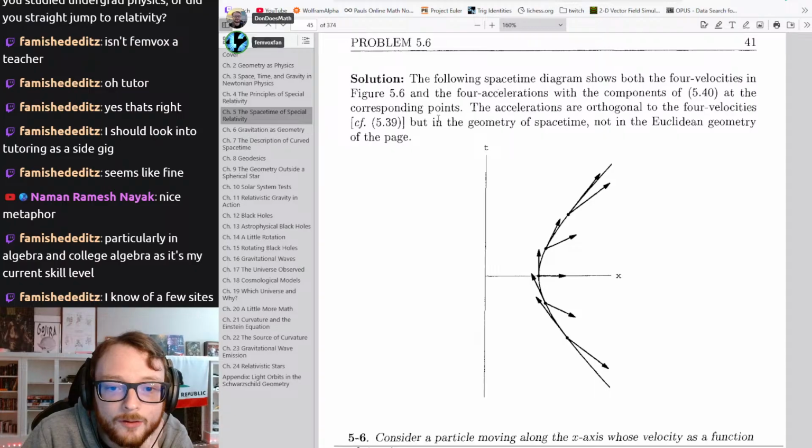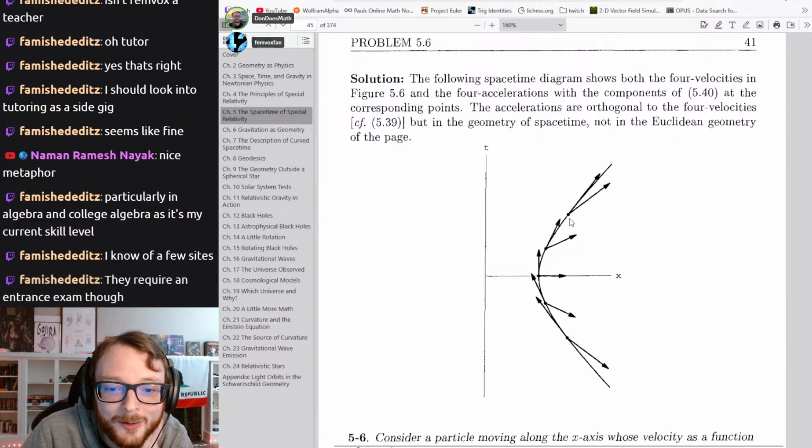Oh man, we're on fire. Look at that. Yeah, it's looking pretty good. They're about the same length, which I assume they just kind of chose. Solutions are orthogonal to the four velocities in the geometry of space-time. They're orthogonal in space-time, but not in Euclidean geometry of the page.